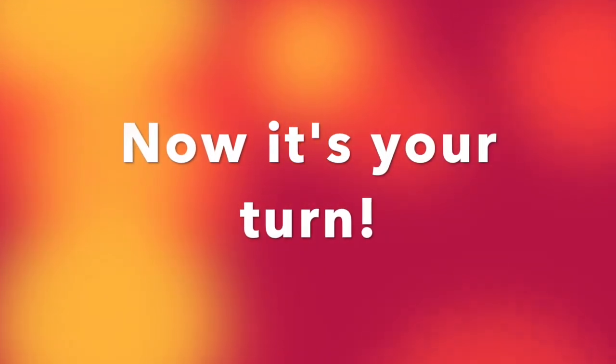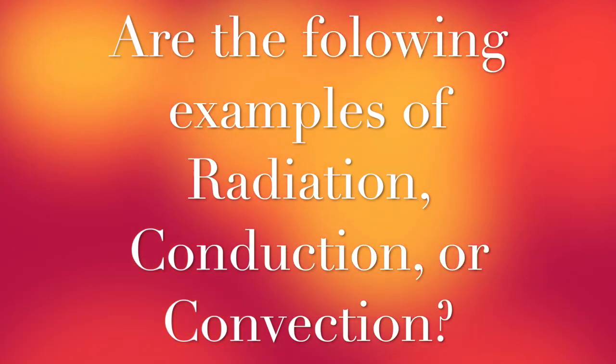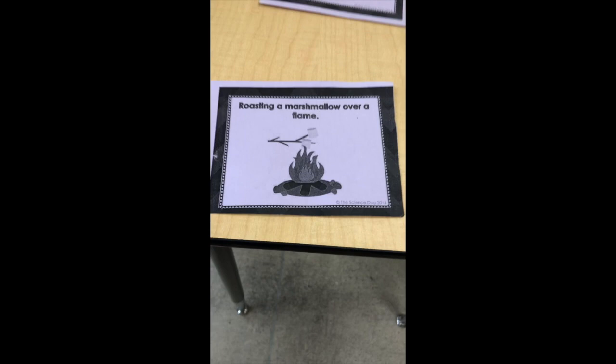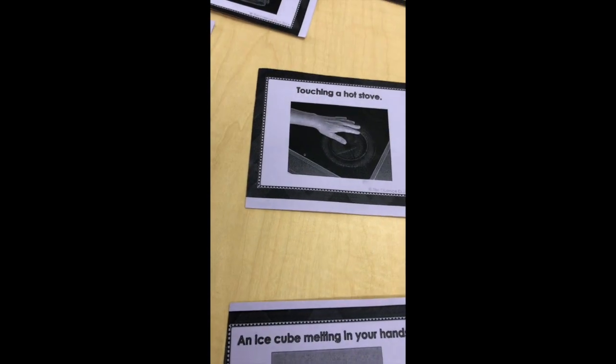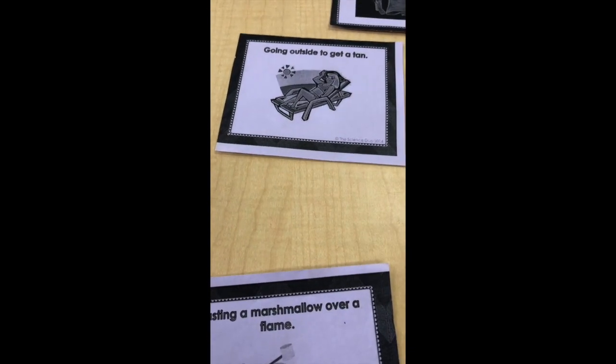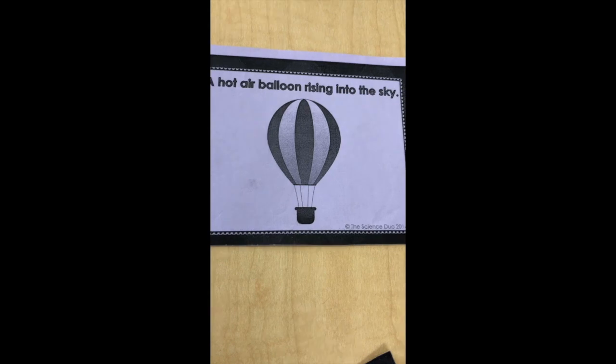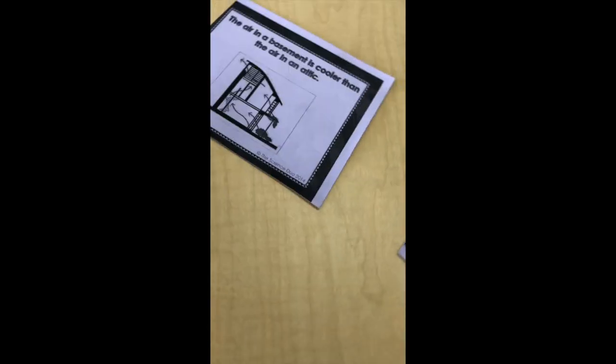Now it's your turn. Are the following examples of radiation, conduction, or convection? We have roasting a marshmallow over a flame, an ice cube melting in your hand, touching a hot stove, which I don't recommend doing, going outside to get a tan, a radiator heating or cooling a room, a hot air balloon rising into the sky, and feeling the warmth of the sun on your face.